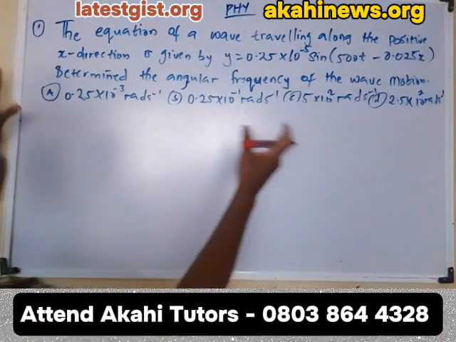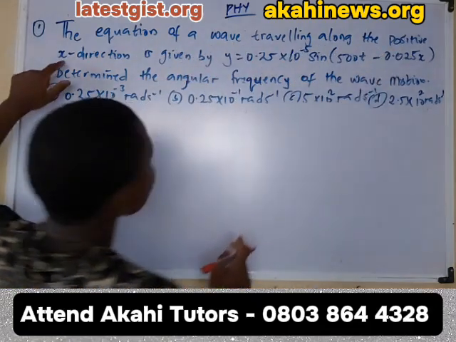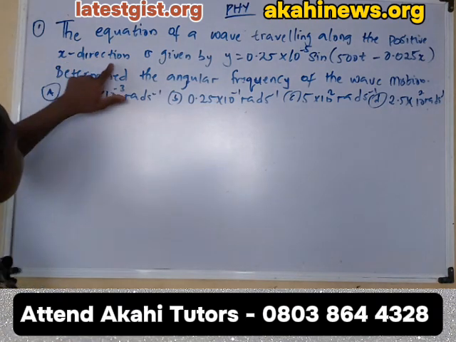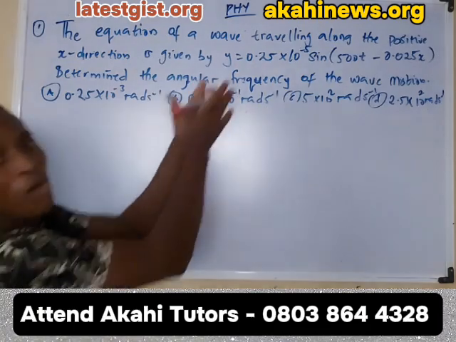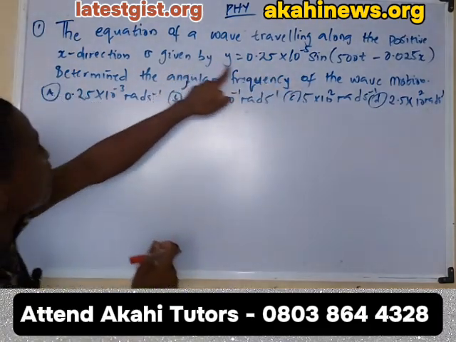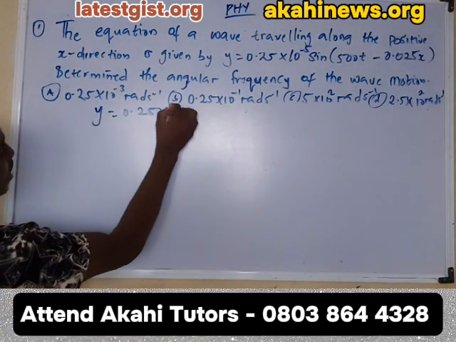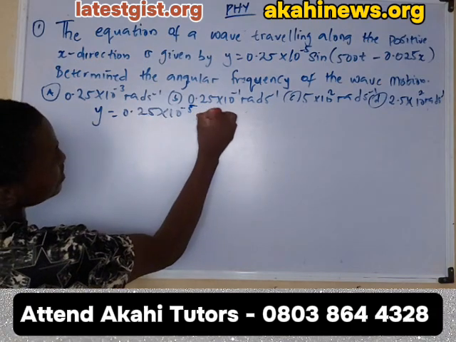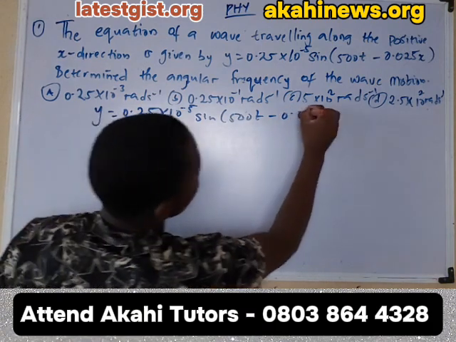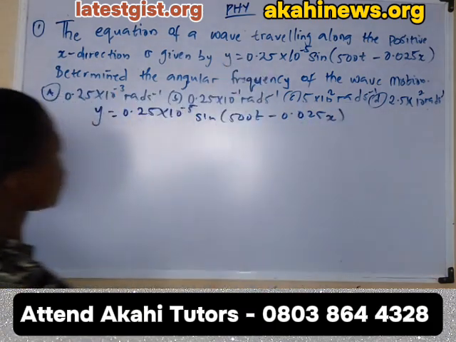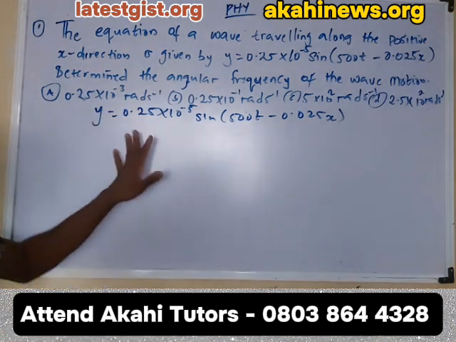And this is the question. The equation of a wave traveling along the positive x direction is given by, and you know that this question is under waves in physics, y is equal to 0.25 times 10 to the power minus 5 sine bracket 5t minus 0.025 x close bracket.